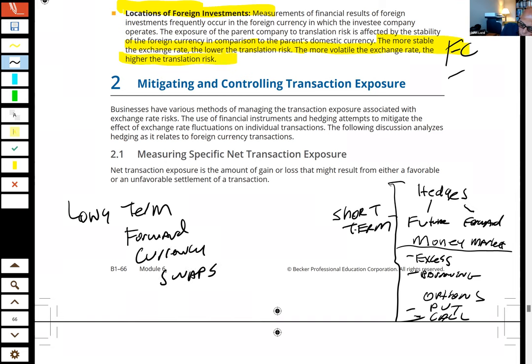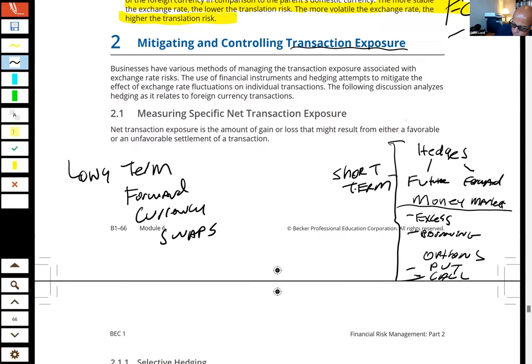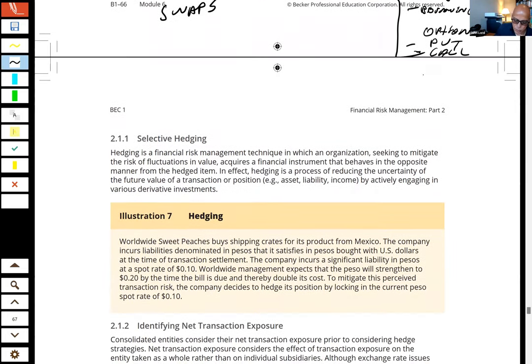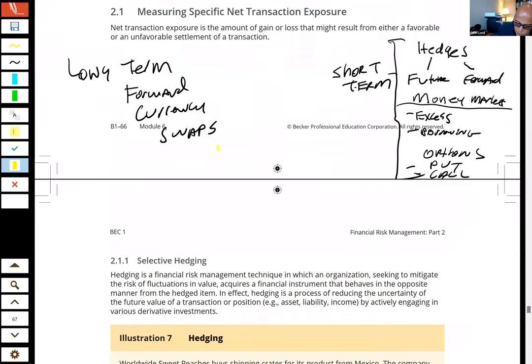Most of the way we look at our transaction exposure tends to be in the notion of dealing with the short term, because generally we're going to collect our receivables, we're going to have to pay our payables when we have these foreign currency transactions in a relatively short period. So we primarily focus on the shorter term ones, the hedges, the money markets, and then the options.